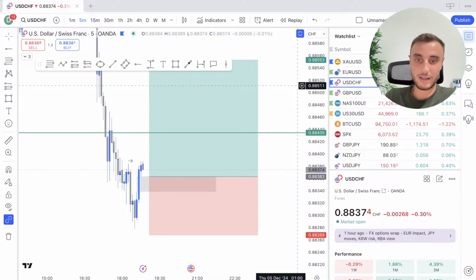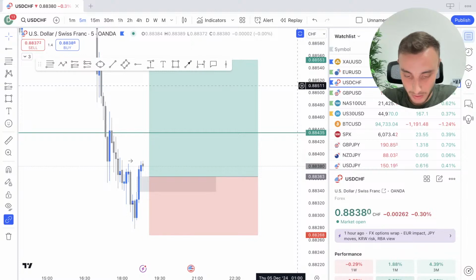Let me quickly send it in the group as well. Come on, chart, load for the people that aren't able to join the live. We don't want them to miss the setup, right? And then, okay, perfect.